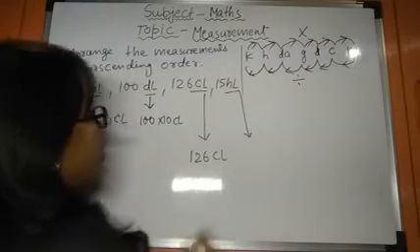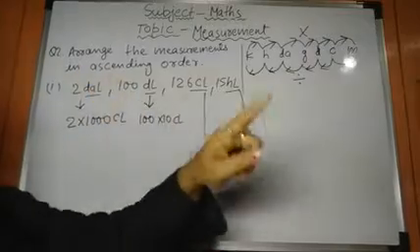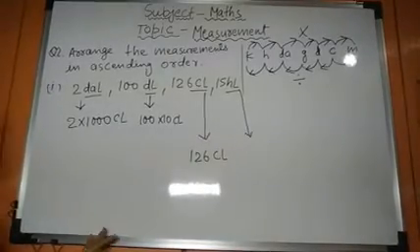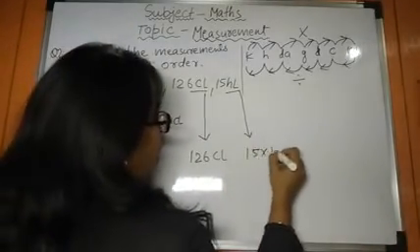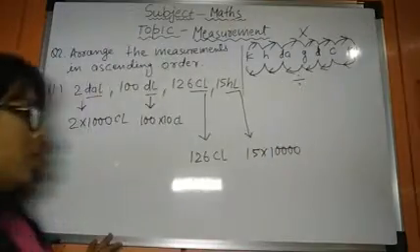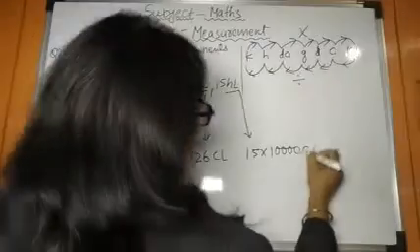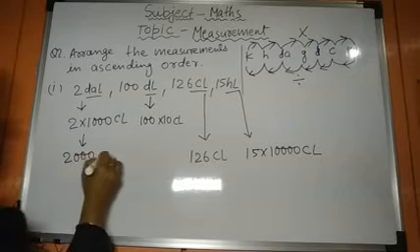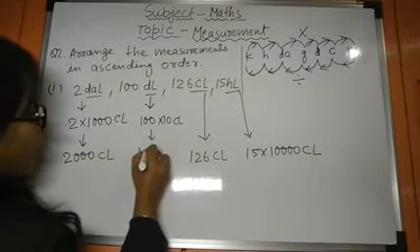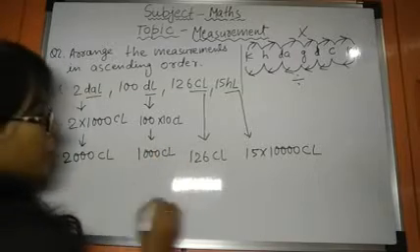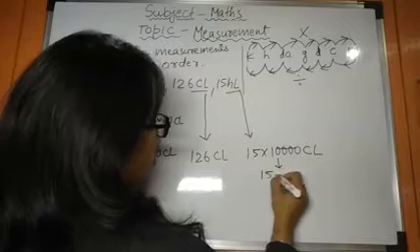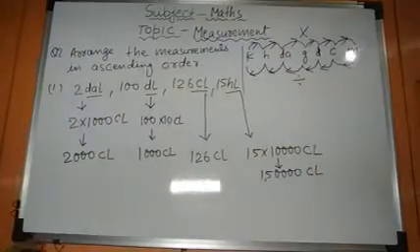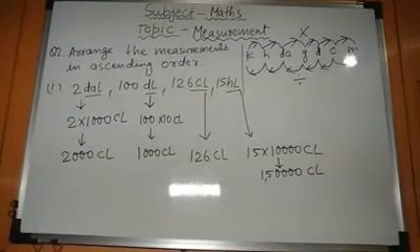Now come to hectoliter. So hectoliter to centiliter, how many jumps? 1, 2, 3, 4 jumps are there. Means 15 will be multiplied by 10,000. 4 jumps, 4 zeros. Fine. Now just check what is the output. This is 2000 centiliter. This is 1000 centiliter. This is 126 and this one is 1,50,000 centiliter.